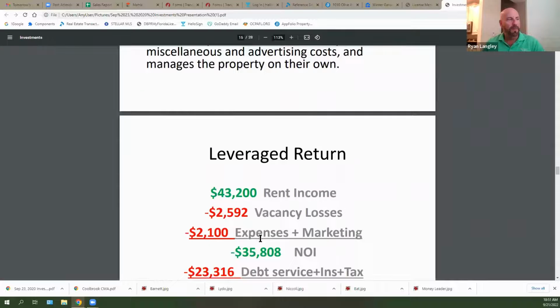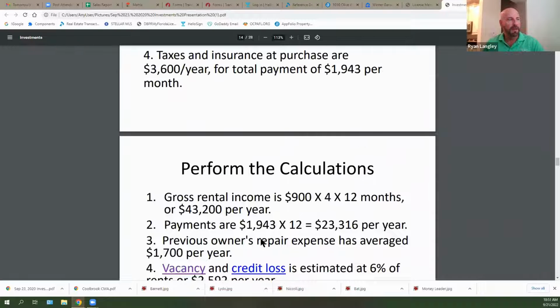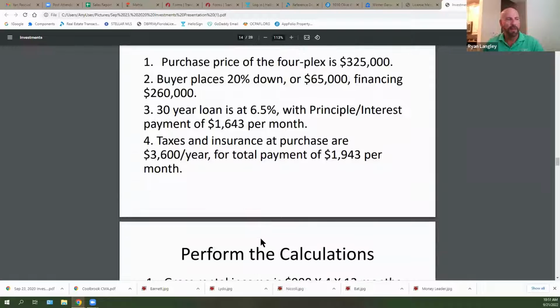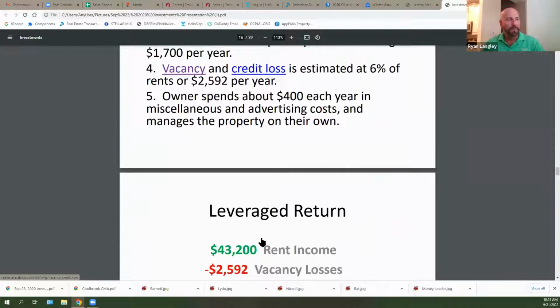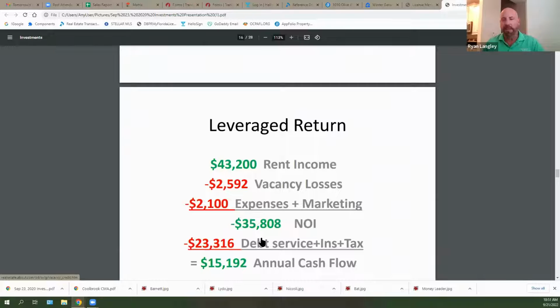So what did we do for purchase price here? We did 325. So someone give me a cap rate on the 325 and the 15,192. How do you determine that?